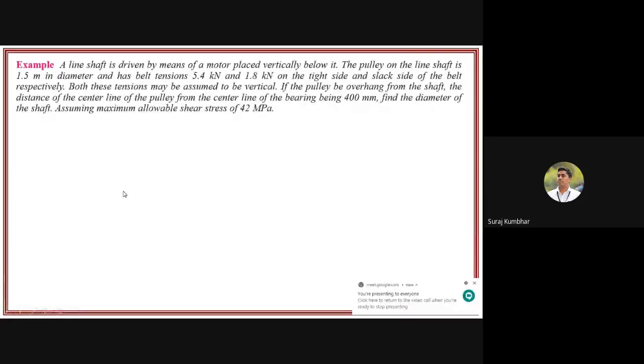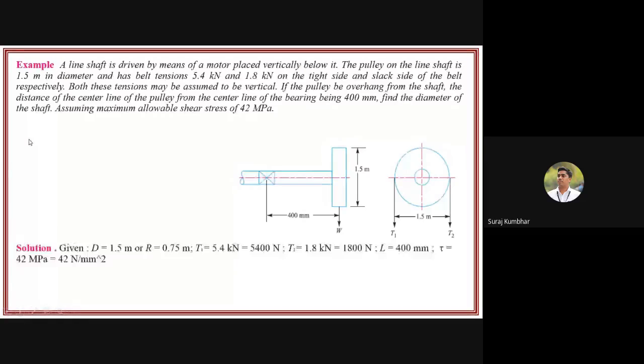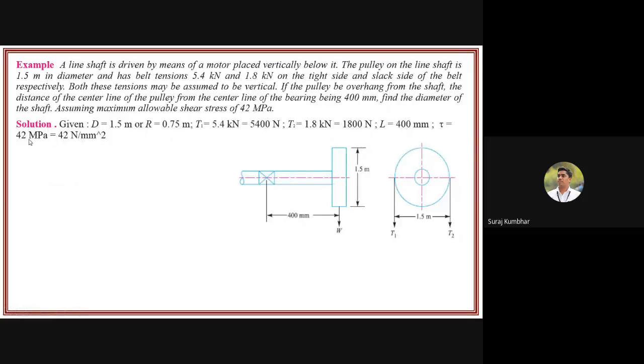Here is the example and the diagram for the same. In some cases, they will not provide you the diagram. In that case, you need to draw the diagram, as per the problem statement. Now, we will discuss the solution for that particular problem.